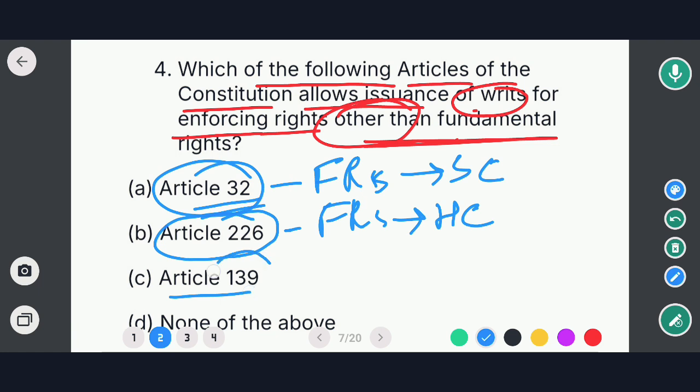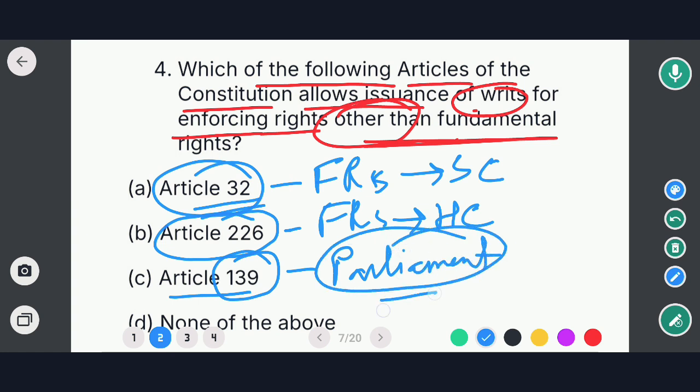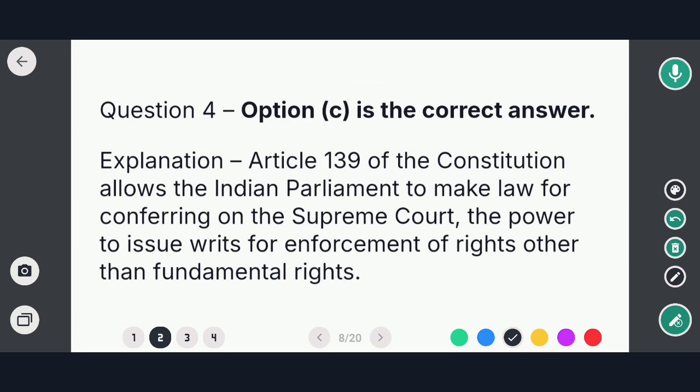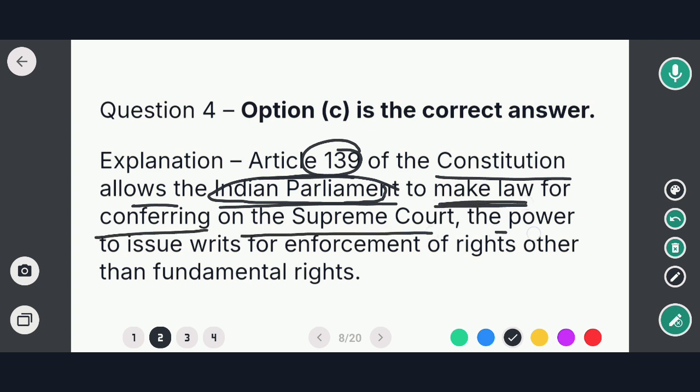But under Article 139, what happens? Parliament has been given the power to make laws if there is any violation of legal rights other than the fundamental right. So in this case the correct answer would be option C. That means option C would be the correct answer. Now let's read the explanation for better understanding. Look, Article 139 of the Constitution of India allows the Indian Parliament, it gives the power to Parliament, to make laws for conferring on the Supreme Court the power to issue writs for the enforcement of rights other than the fundamental right.